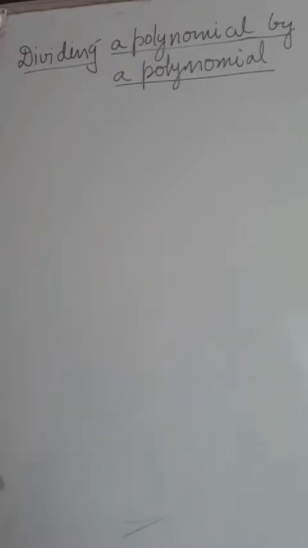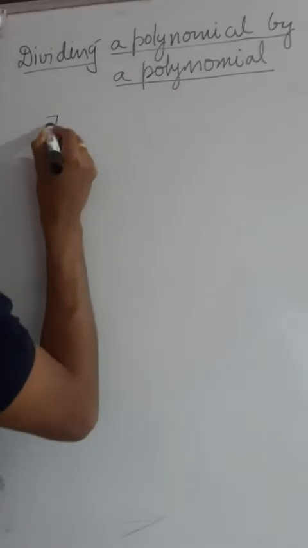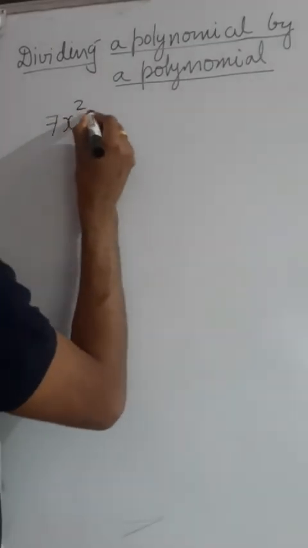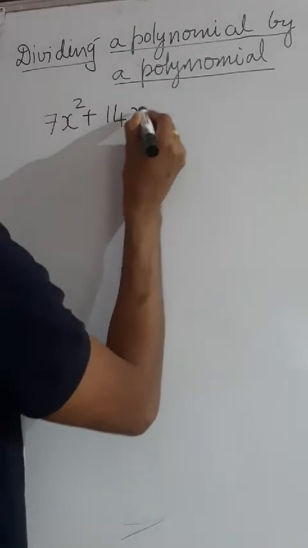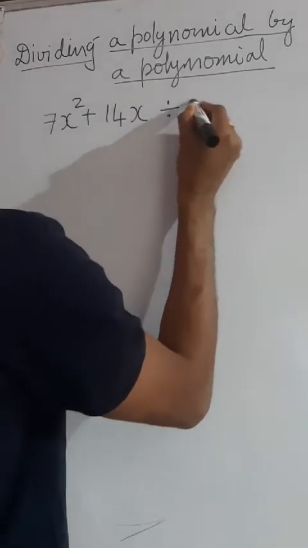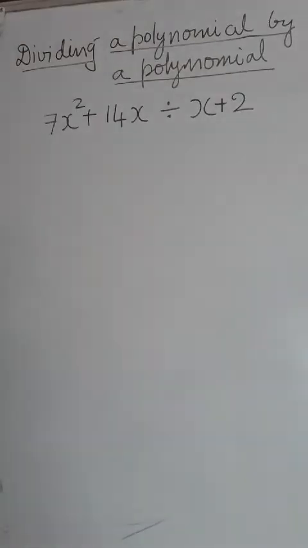Let us discuss. This is the last part in the chapter factorization. So let us discuss how to divide a polynomial by another polynomial. Let us consider one problem for this: 7x square plus 14x, divide it by x plus 2. How to divide 7x square plus 14x?